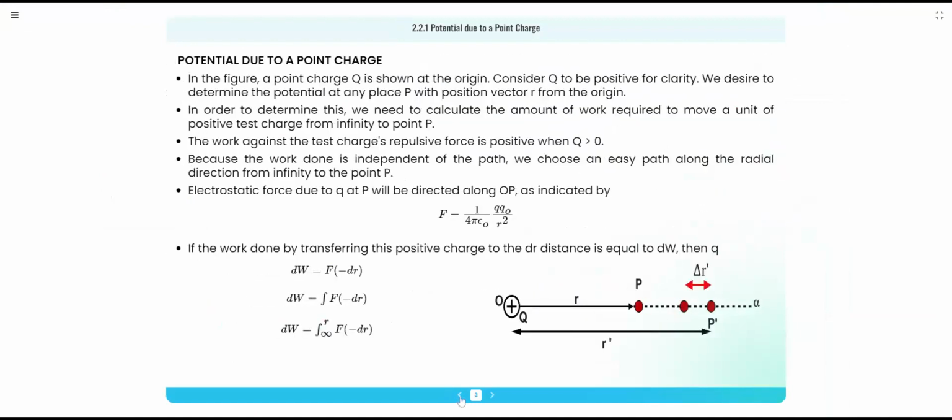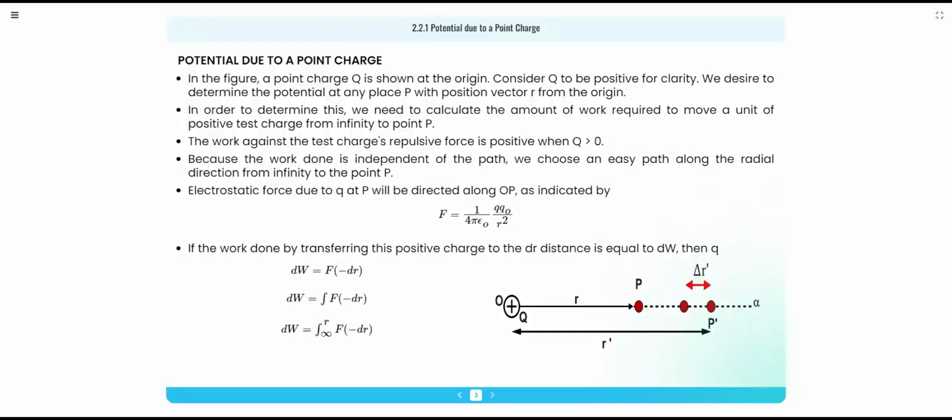But we are working against the force now. So there will be a storage of energy, and that storage of energy will be known as potential energy. Before also, how did we get potential energy? By simply finding the work done. Here also, we will find the work done and we'll get the potential energy.